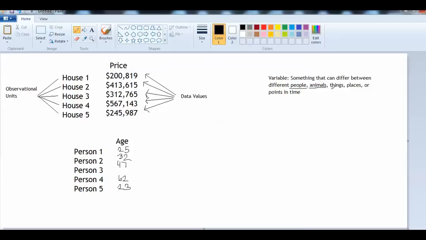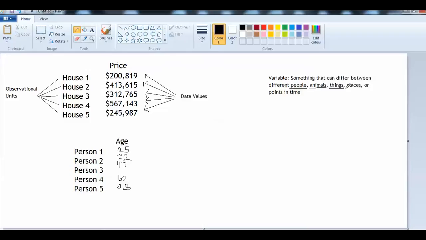But what about some variables that have to do with things? So what about different objects? Well, you could say that different things have different colors. Some objects are brown, some are blue, and some are maybe red. So maybe color would be a variable because color varies across different things. For example, different cars have different colors.